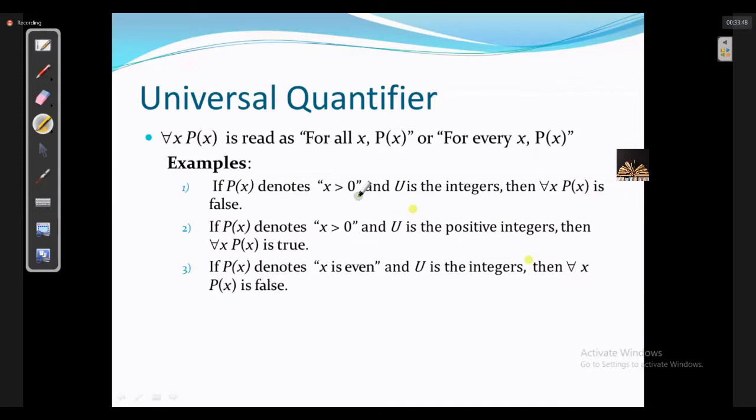Integers contain some negative values less than 0, not only positive values greater than 0. If all cases are true, it is true. If any one is false, it is false. Okay, that is the for all universal quantifier.